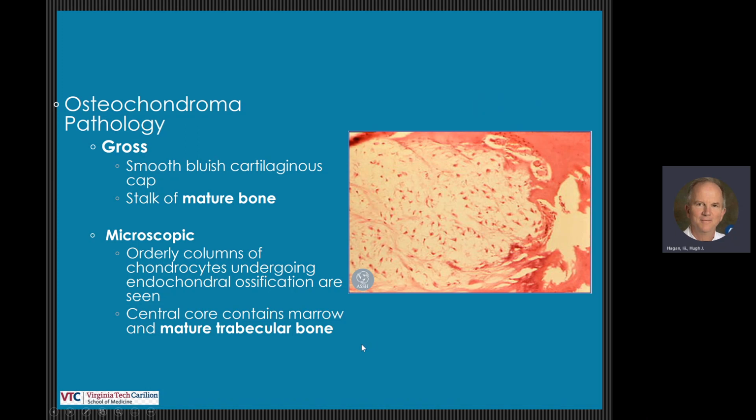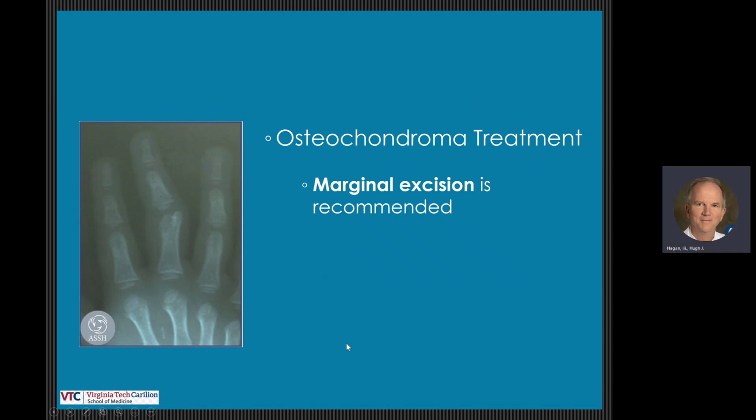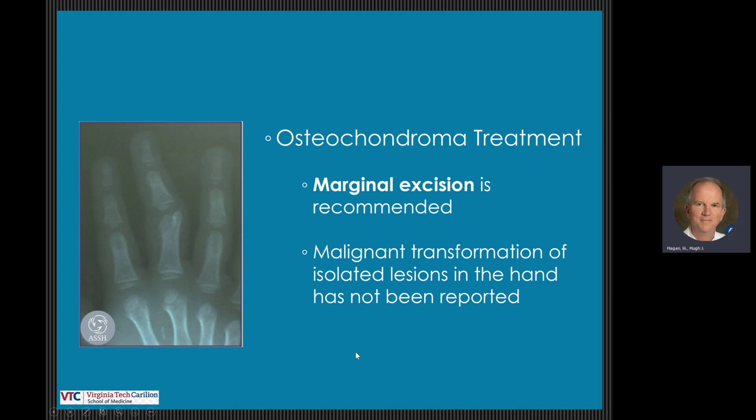Oftentimes, chondrosarcomas have a rather benign appearance microscopically, but if it's seen adjacent to lamellar bone with a normal appearing trabecular bone, as you'll often see on an exam, that makes the diagnosis. The treatment of osteochondromas is marginal excision, and malignant transformation is extremely rare, and at least when I did this talk, it hadn't been reported.